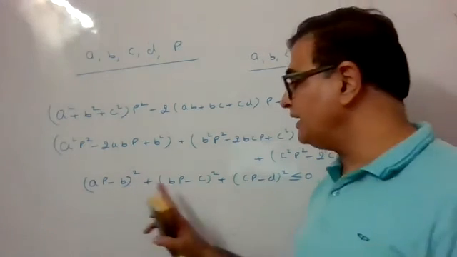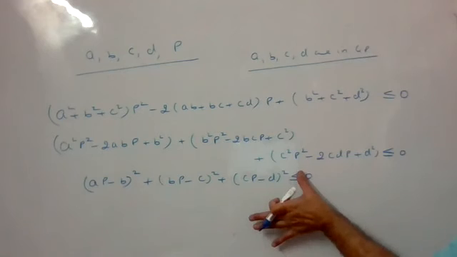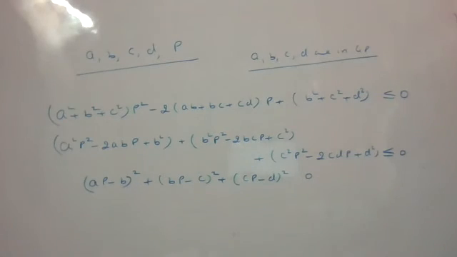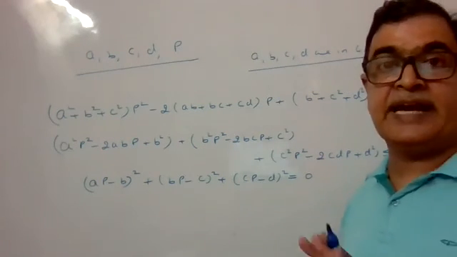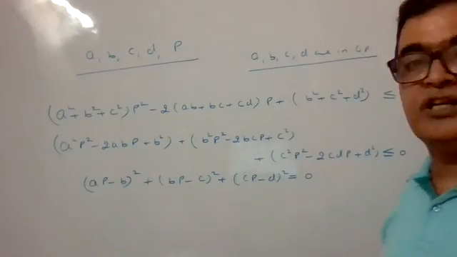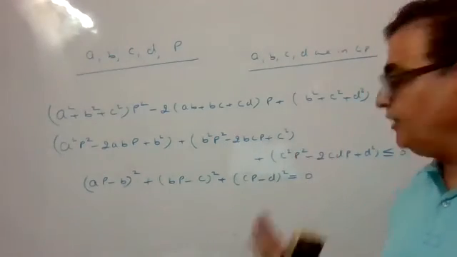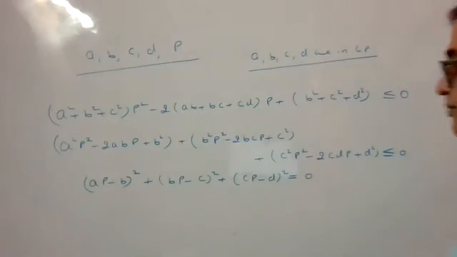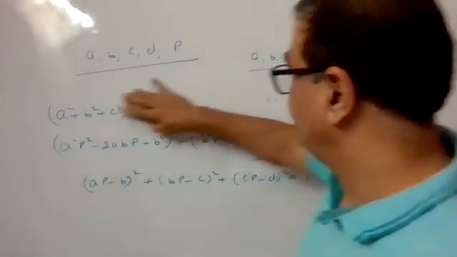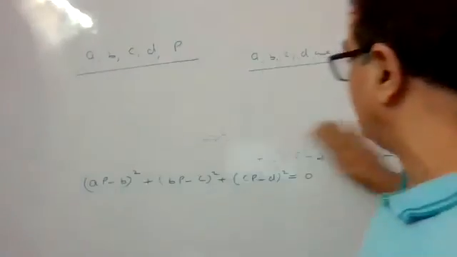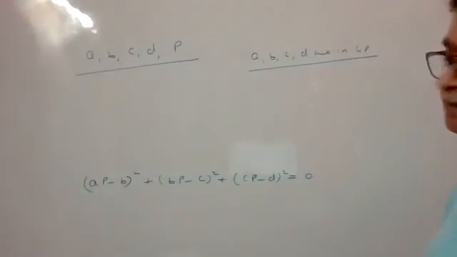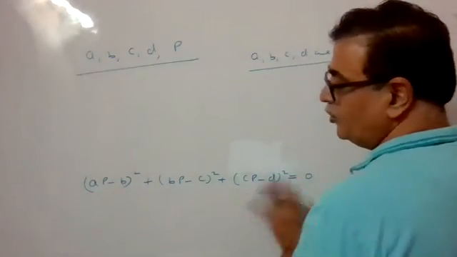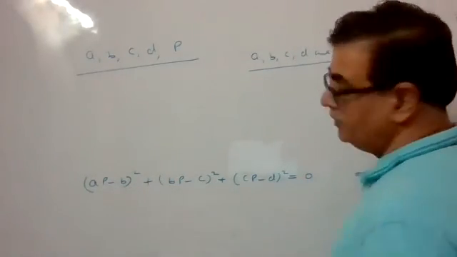But the problem is all are squares here. All squares means this cannot be negative. It cannot be negative, so only one option is there: that it can be equal to 0. Because the square of a number can never be negative, the square of a number comes out to be positive. They are not saying only equal to 0 is the possibility, so I should say this is equal to 0. And if the sum of three squares is 0, what does it mean? Individually each term has to be 0. Only when this is 0, this is 0, and this is 0 can the sum be 0, because all are positive.